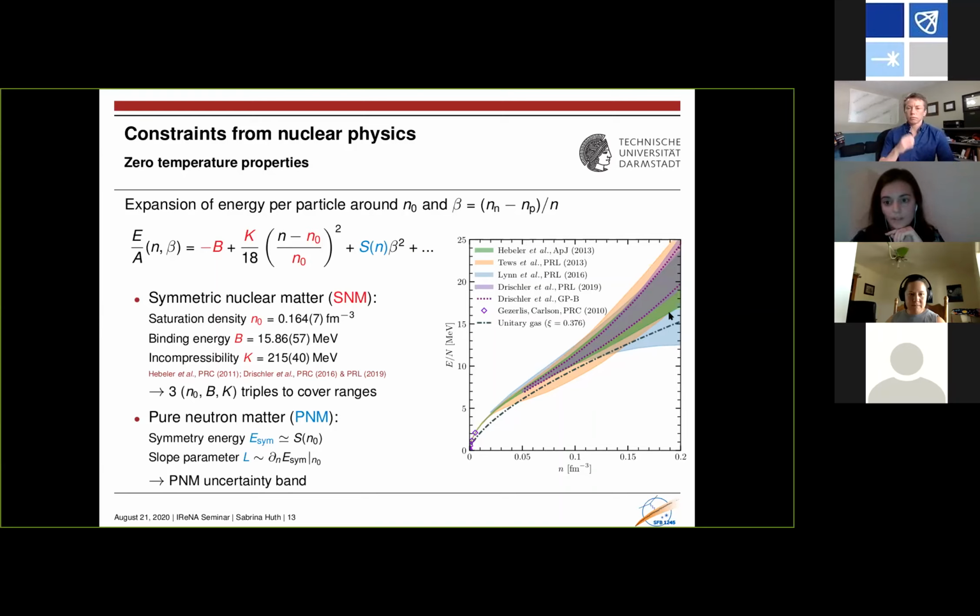We also show here the energy of the unitary gas as this dotted line, because Ingo Tews and co-workers pointed out in a paper from the last years that the unitary gas can be used as a lower bound for pure neutron matter. And in fact, you see here that it actually shrinks the uncertainty a bit, at least for two calculations from chiral EFT. The others are not affected by this.